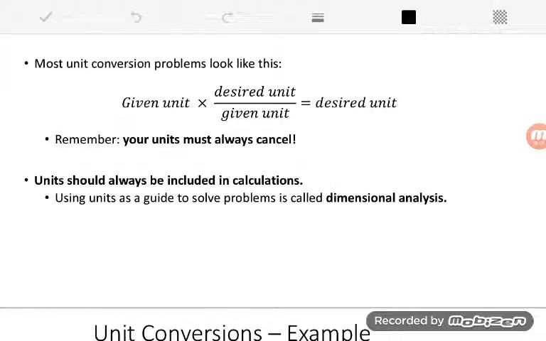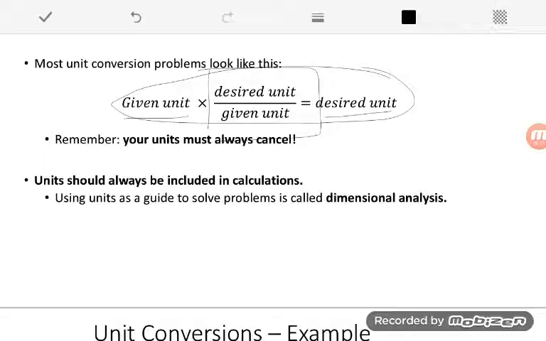Let's start looking at some really basic unit conversion problems. Most unit conversion problems just basically look like this. You start with a unit, and it's telling you to convert it to a different unit. You find some relationship between the unit you want and the unit you want to get to.